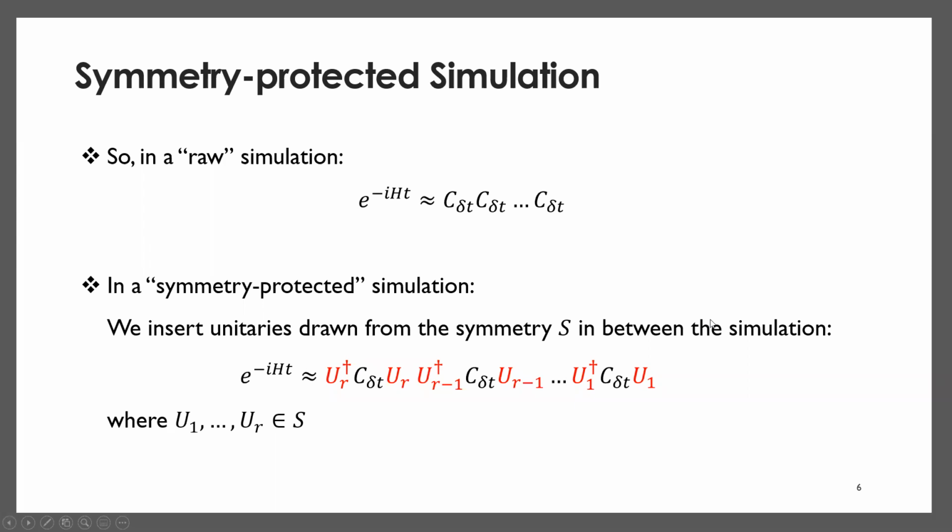In a symmetry protected simulation, we are going to insert between these circuits unitaries that are drawn from the symmetry S of the simulation. For example, we are going to sandwich the first circuit by some unitaries U1 that are drawn from the symmetry S, and the same with the next implementation of the circuit C delta T, and so on.